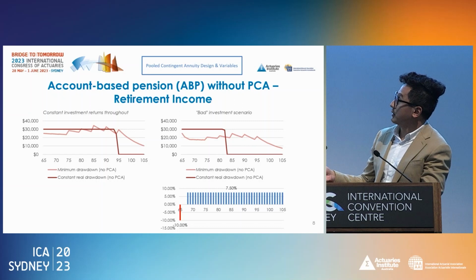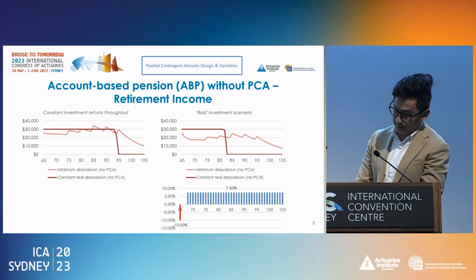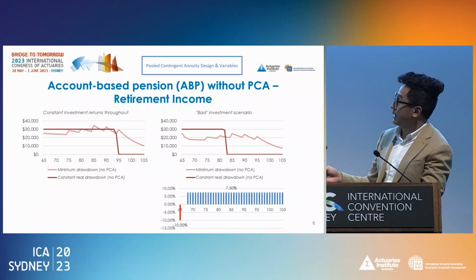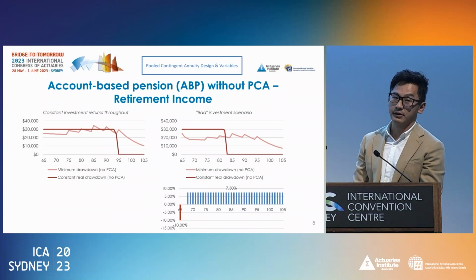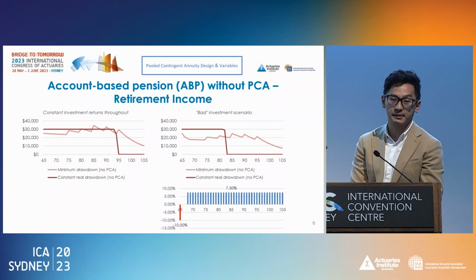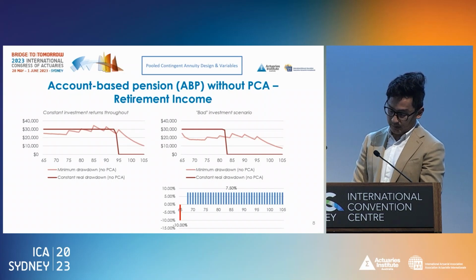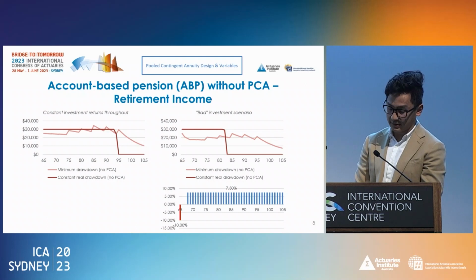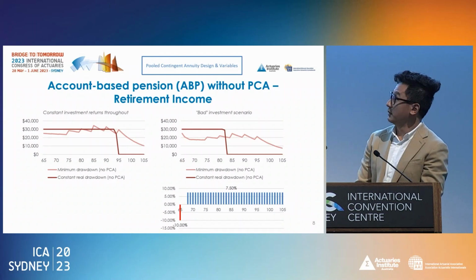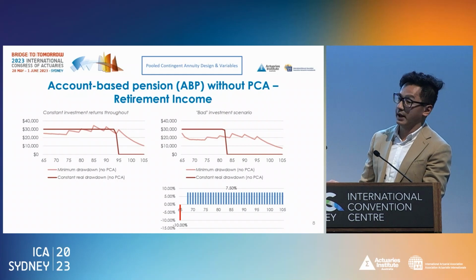And the second strategy that we want to cover today is the constant real income. So for the purpose of illustration, we will set the constant real income at 6%. So that means you start at 6% of the starting balance, and for each year in the future, you adjust it by inflation, regardless of how investment experience turns out. So this strategy serves as the opposite of the minimum drawdown, because in the minimum drawdown, the amount you receive would react to the investment return, but this one doesn't.